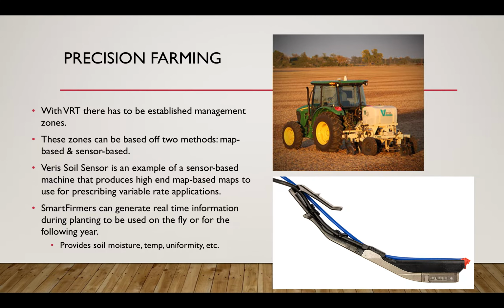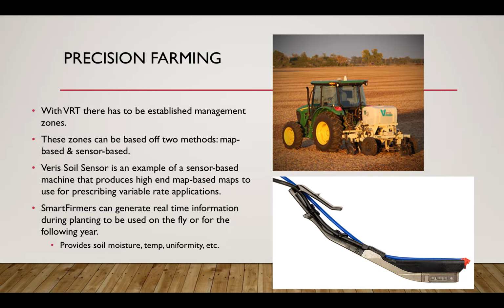So diving into precision farming here, you've got to establish management zones. That requires grabbing some data, some way, shape, or form. They can be a map-based method, which I'll dive into a little later, as well as sensor-based. I wanted to give some examples here. I don't want to say one-off, but possibly some less popular items for sensor-based mapping. This VerSoil machine here in the top picture.